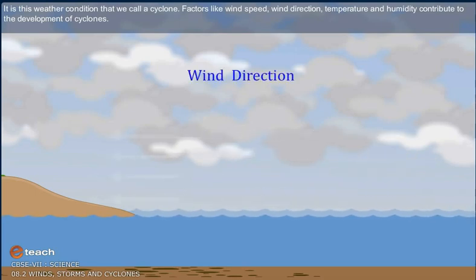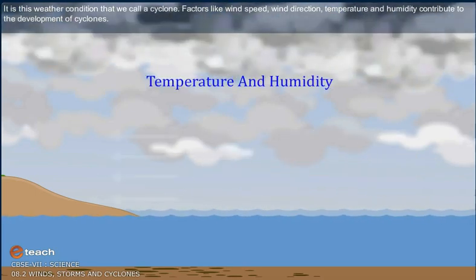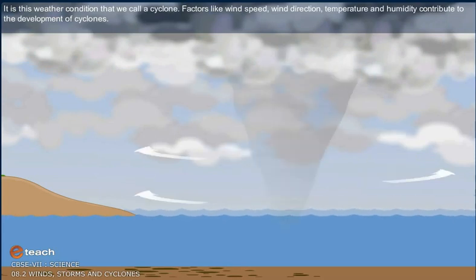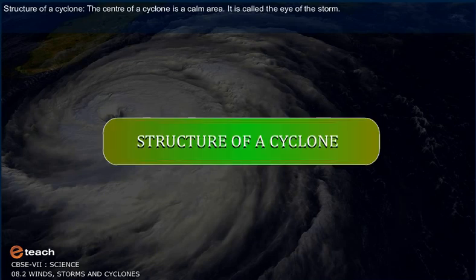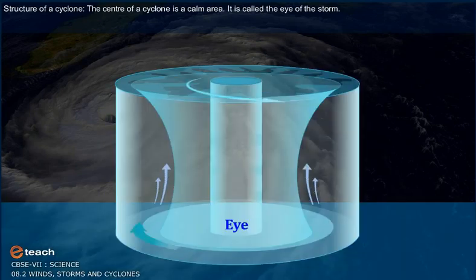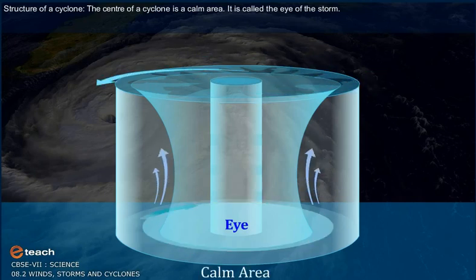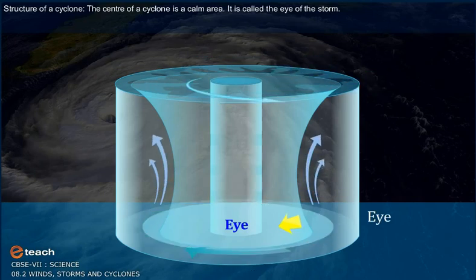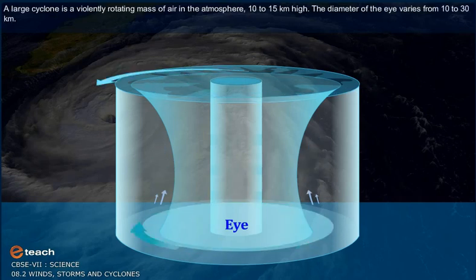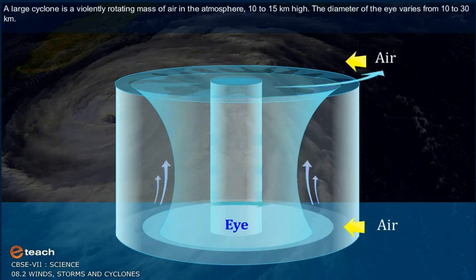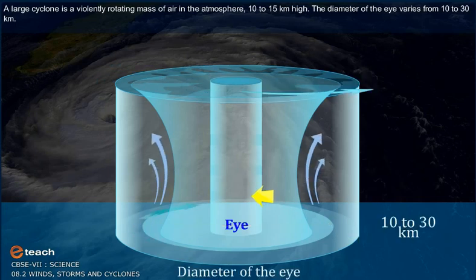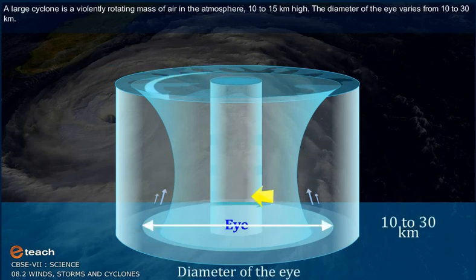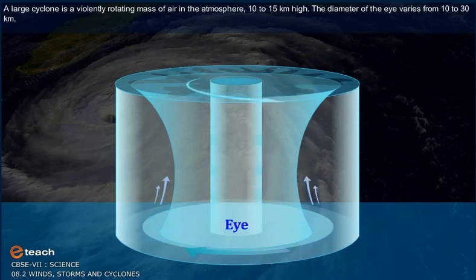Factors like wind speed, wind direction, temperature, and humidity contribute to the development of cyclones. Structure of a cyclone. The center of a cyclone is a calm area. It is called the eye of the storm. A large cyclone is a violently rotating mass of air in the atmosphere 10 to 15 kilometers high. The diameter of the eye varies from 10 to 30 kilometers.